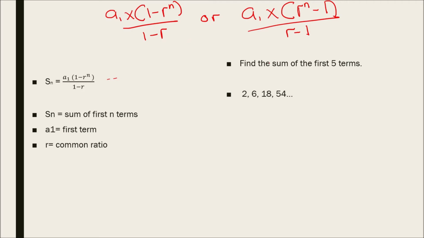So let's try. Find the sum of the first 5 terms. Remember, our a5 is 162.